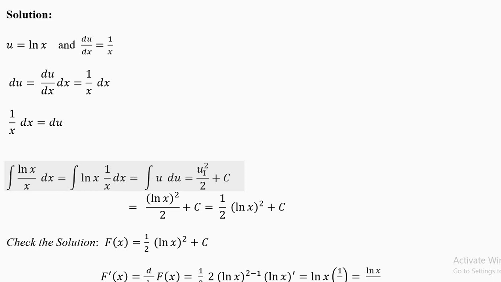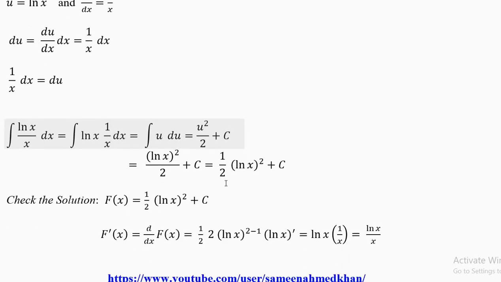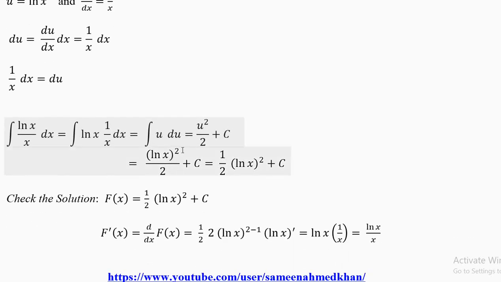You have u du. You'll get u square by 2 plus c. You'll get ln x whole square. Okay, here the bracket is important. In trigonometry, we do not put the bracket. Some people write ln square, that is also fine. So ln square x plus c.